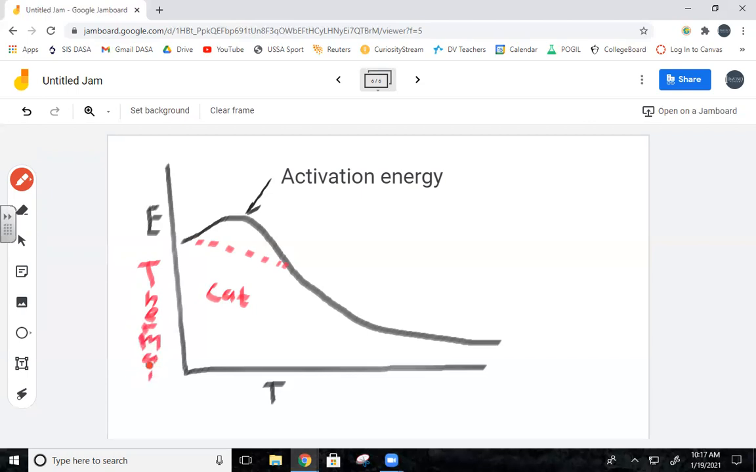That's a very small L. Let's try that again. There we go. Catalyst. And this one is what type again? It's a chemical catalyst.